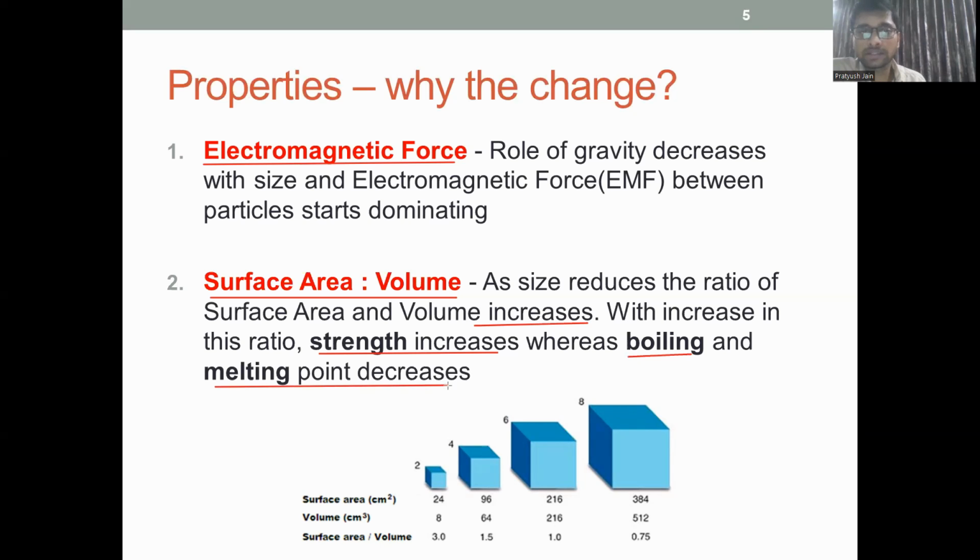Let us try to understand this with an illustration. Suppose we have this cube. It has a side of 8 centimeters. It has some surface area, some volume, and some surface area to volume ratio. As we start decreasing the side of this cube, its surface area to volume ratio starts increasing from 1 to 1.5 to 3. As we move towards nanoscale or towards nanometer, this particular ratio increases very much. It increases to a very high value. So the surface area to volume ratio starts increasing as the size of the material starts decreasing.